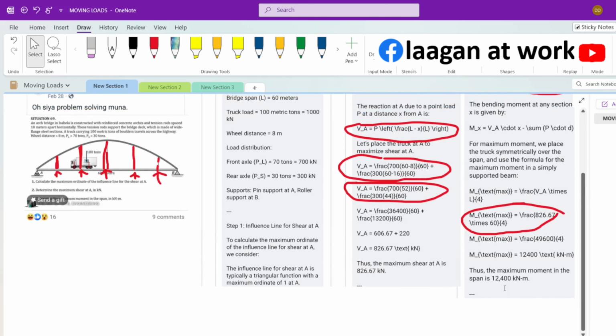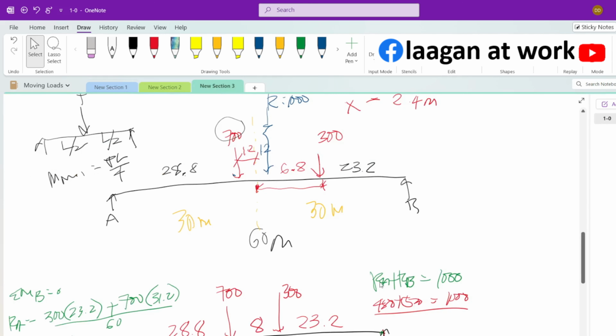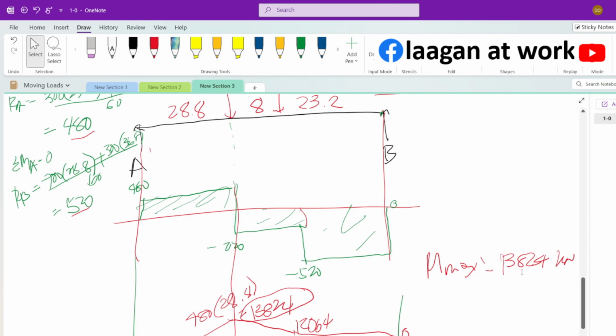So imagine if you design following this calculation, you have to design your structure for a maximum bending of 12,400 kilonewton meter, and then get the section modulus from that, and then you will have the section. Now, instead of 12,400, your bridge section should be designed to a maximum moment of 13,824. So that's way higher than 12,000. If you design your bridge for 12,400, that will fail because the maximum moment based on that moving load diagram is 13,824.